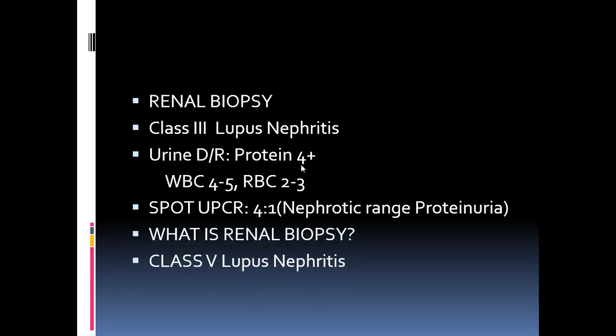In this case, the renal biopsy showed class 5 lupus nephritis. Just to emphasize, lupus can present like nephritic or nephrotic syndrome, and when the clinical presentation is typically that of a nephrotic syndrome, the underlying pathology is usually class 5 lupus nephritis.